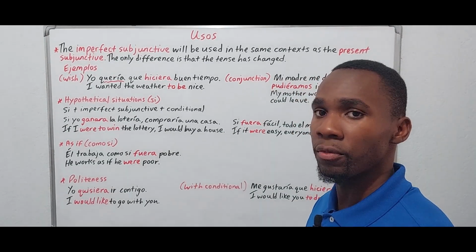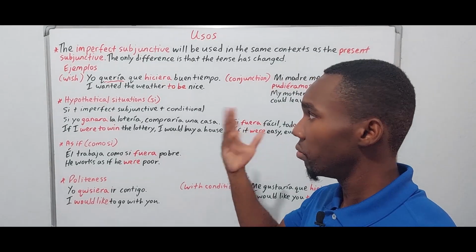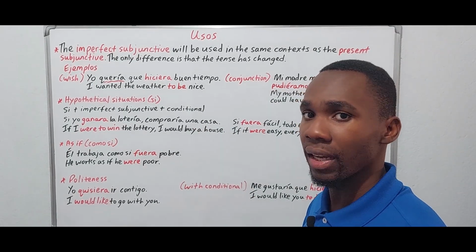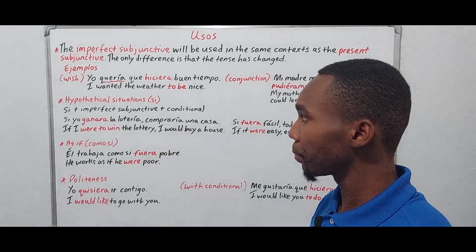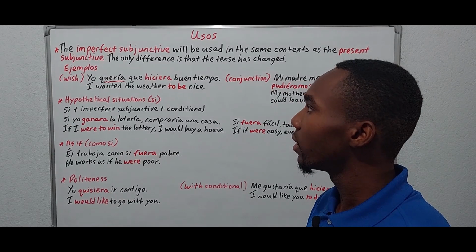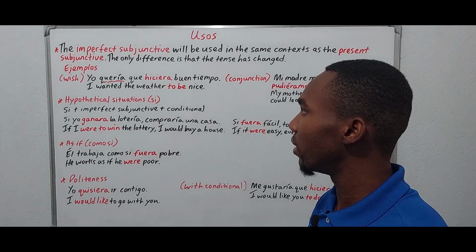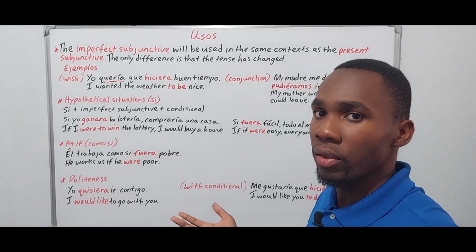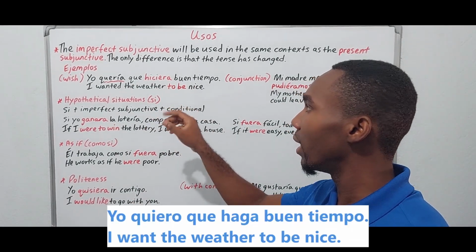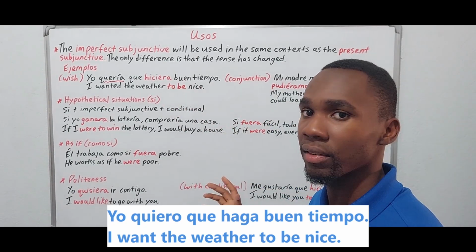In that video, it would have broken down the general uses of the subjunctive. So the imperfect subjunctive is just the past tense. That's all. So the same context. For example, ejemplos. A wish: Yo quería que hiciera buen tiempo. I wanted the weather to be nice. That's a wish. If I wanted to put that in the present tense, I would say, yo quiero que haga buen tiempo. Simple. It's just that it's past tense.